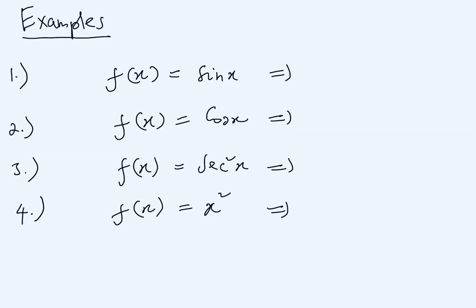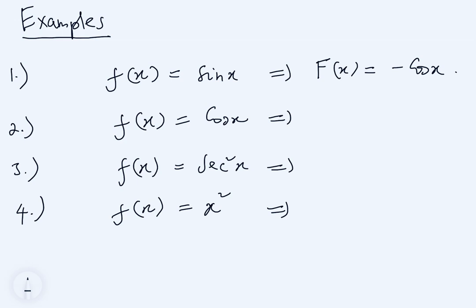In example 1, the antiderivative of sine x, according to the definition of antiderivatives, is the function that you differentiate to get sine x. The function you differentiate to get sine x is minus cos x. If you differentiate minus cos x, you get positive sine x. So in this case, the antiderivative is minus cos x. You can check this.